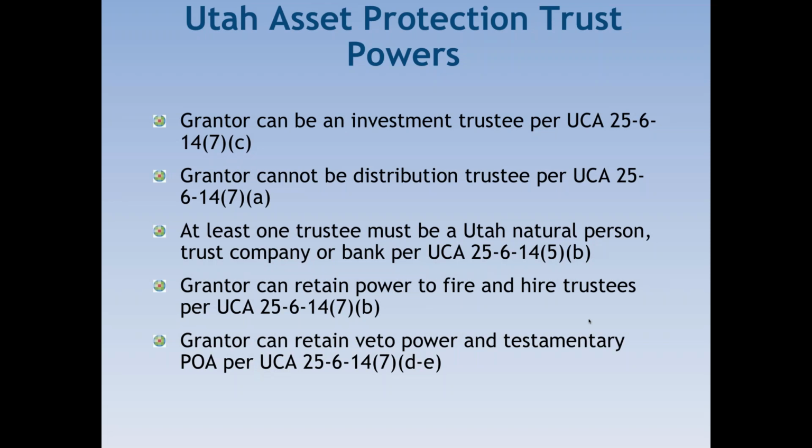So in Utah, at least one trustee has to be a Utah resident, natural person, a trust company, or an entity like a trust company. The grantor can retain power to fire and hire trustees. And this, when you read the UCA, that's Utah Code Annotated, this is all part of the statutes of the state of Utah. The grantor can retain veto power and testamentary power of appointment. That's a tax technique that we won't really get into today, but just want to let you know that the grantor has a lot of powers to maintain control of this trust.